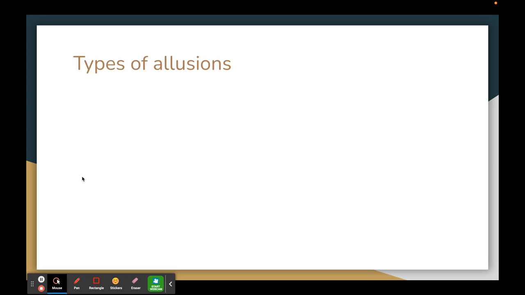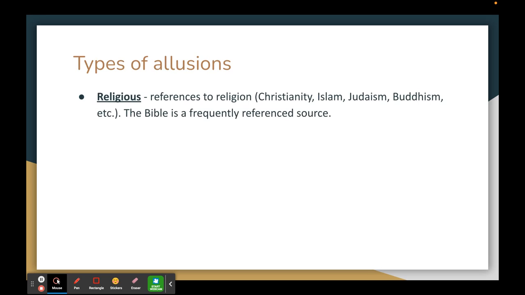There are four types of illusions that we'll see, and the first type is religious. Now, religious illusions can be references to any kind of known religion, not just Christianity. However, we will frequently see religious illusions to the Bible in works of American literature.